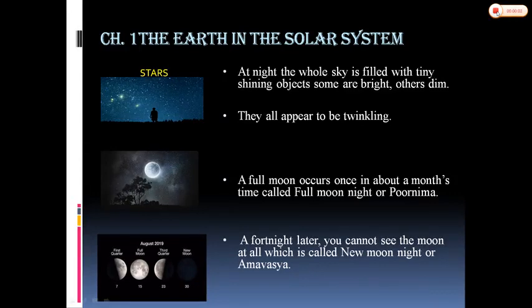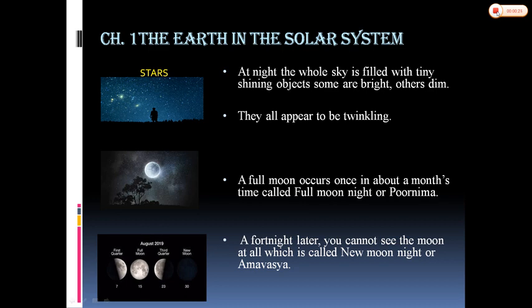Hello children. Today we are going to start the first chapter of the geography, that is the earth in the solar system. In this chapter we are going to focus on some of the very important concepts related to the solar system and the earth. So let us begin with the night sky.